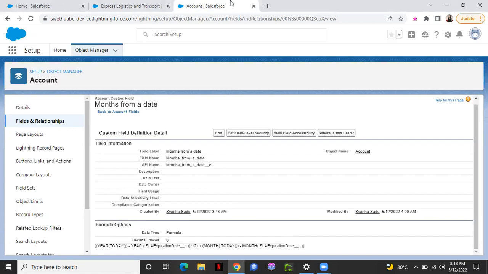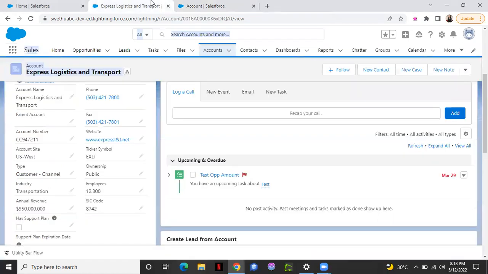So let's say in our scenario, year of today 2022 minus year of SLA expiration date was 2021. So 2022 minus 2021 is 1 into 12 plus month of today is 5 since it's May, minus month of SLA expiration date was in October. So 5 minus 10 is minus 5. So we have 12 plus minus 5. So it's 7. That's how we got the 7 value.